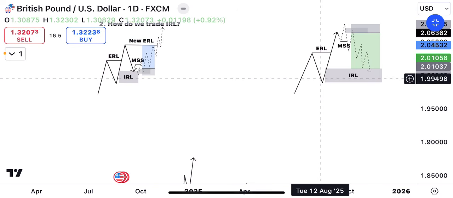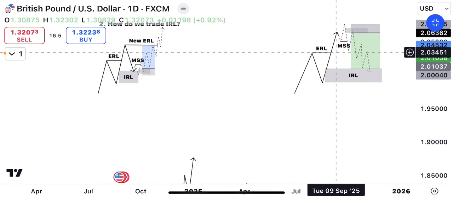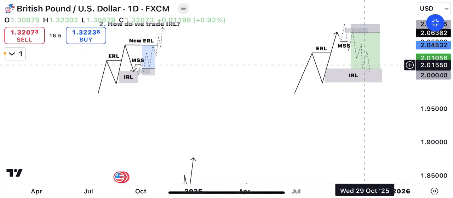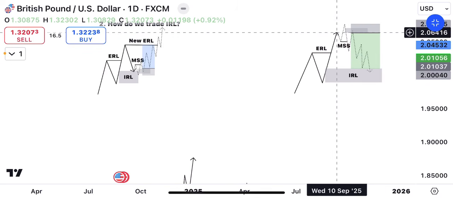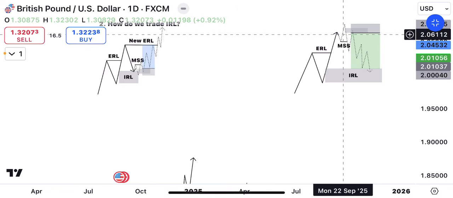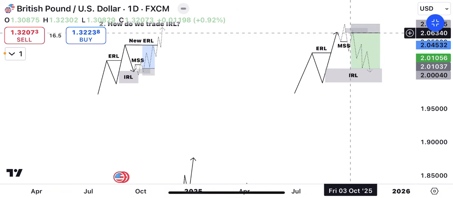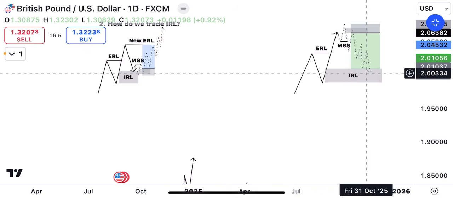On a lower time frame, this has been going up and down, up and down, up and down. So here, this dotted line is basically a lower time frame. So you're only going to look for what? For a change of character. After taking out the external range liquidity, you're only going to look for changes of character to the downside. To where? To the internal range liquidity.